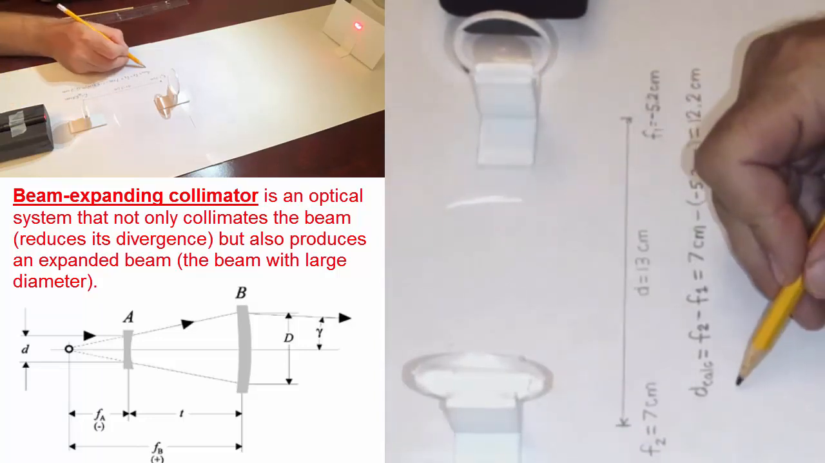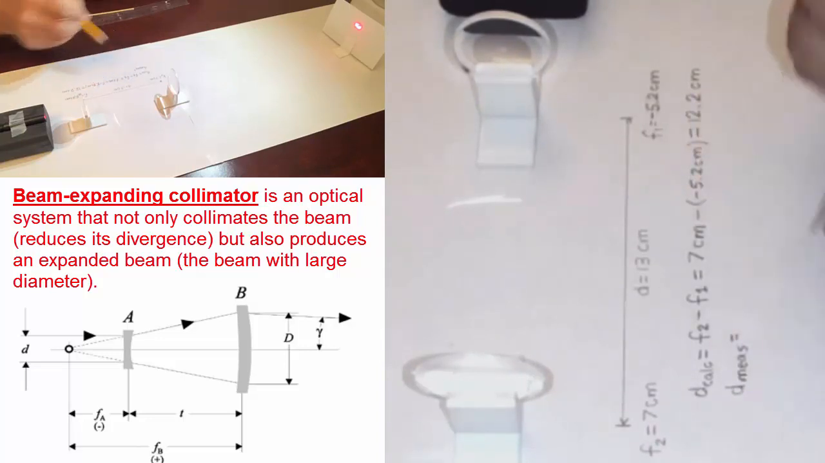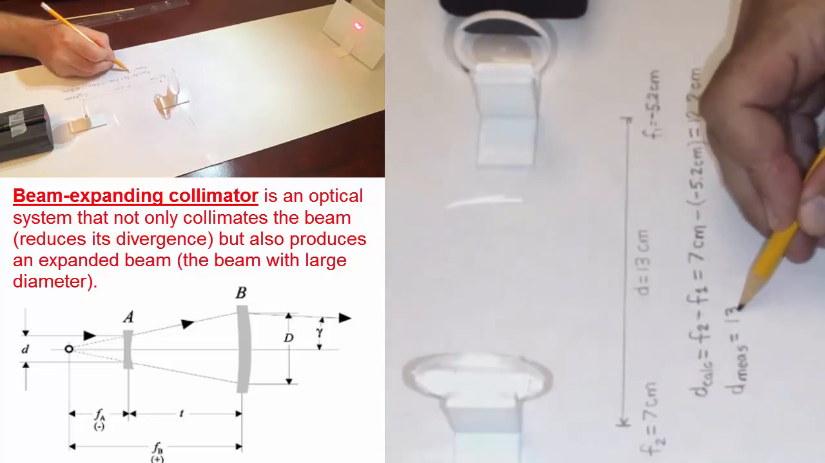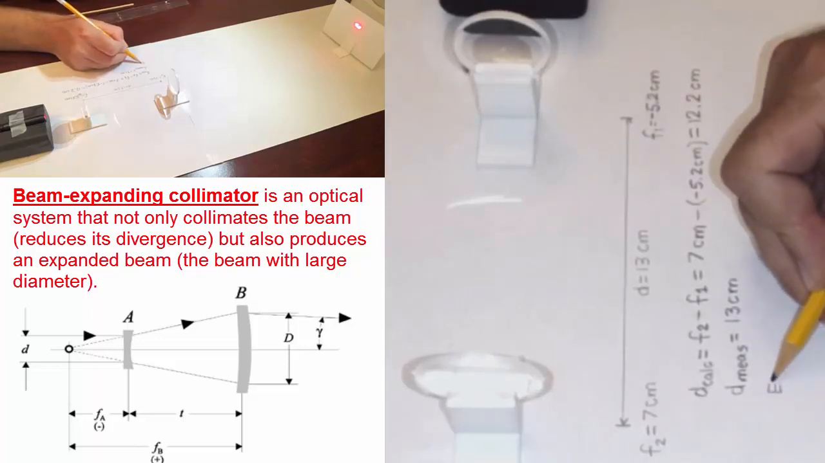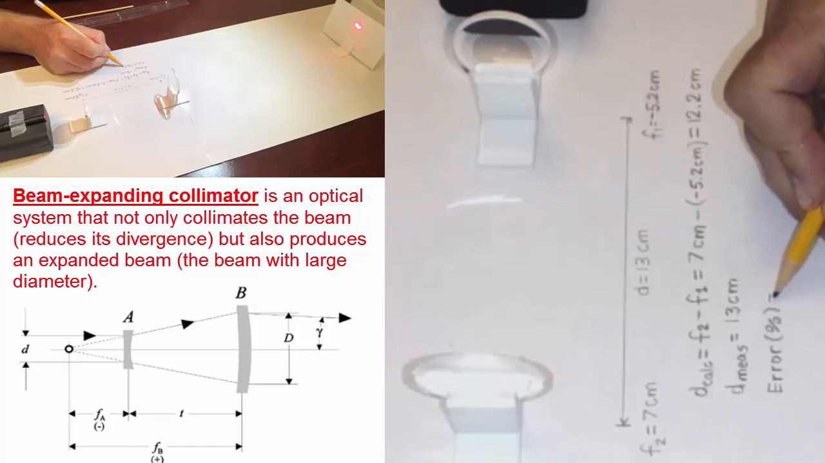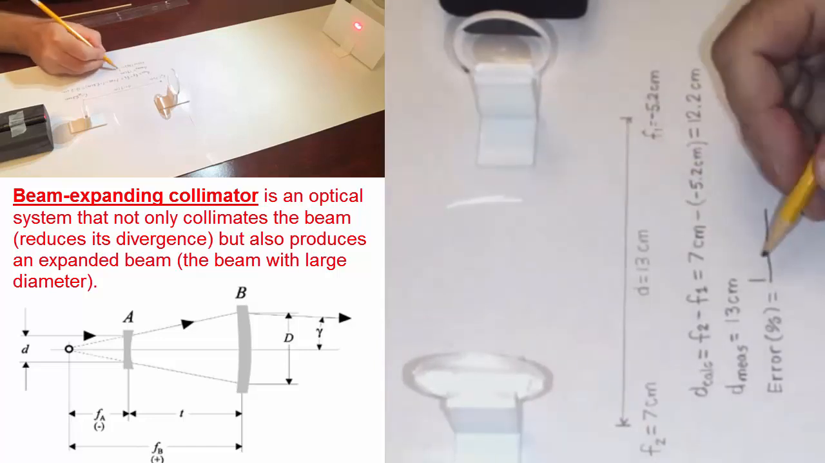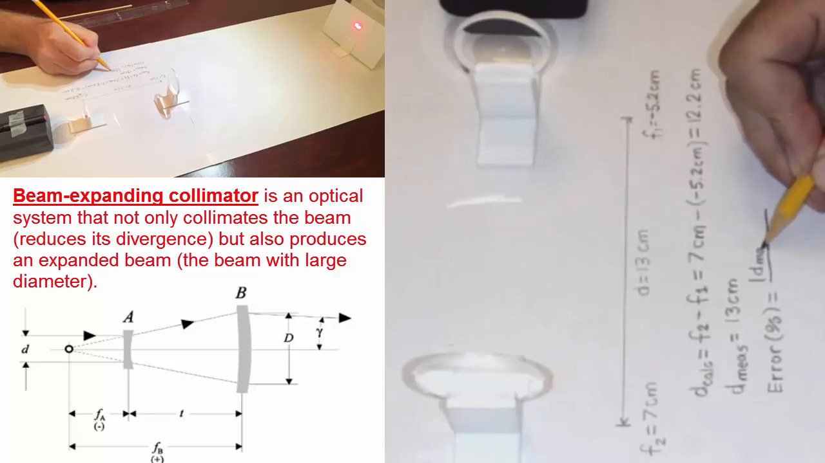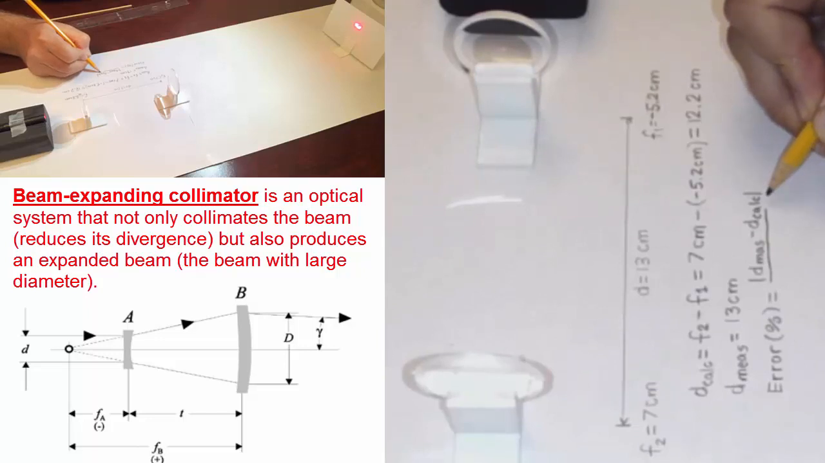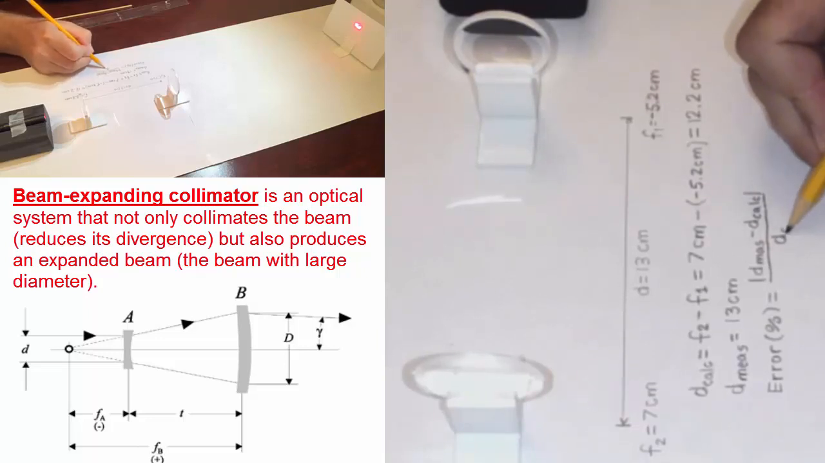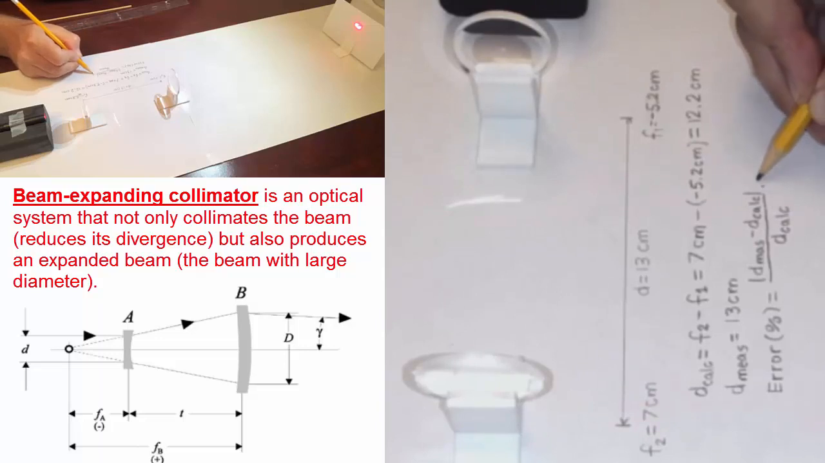Now, what we observe is that the distance measured is equal to 13 centimeters, so we are relatively close. We measured the distance between the two lenses to be about 13 centimeters for good collimation of the beam, while the calculations give us 12.2. So here we can calculate the error percentage. The error percentage is equal to the absolute value of the measured minus the calculated, over the value of the calculated, multiplied by 100.